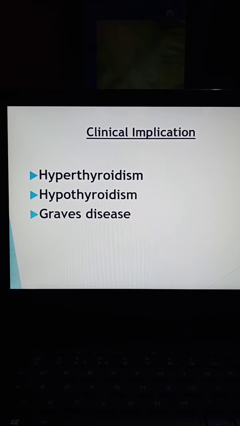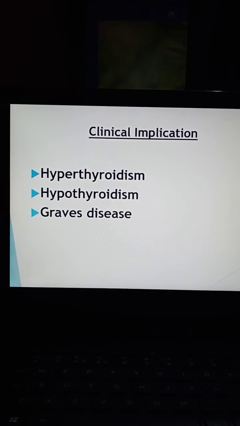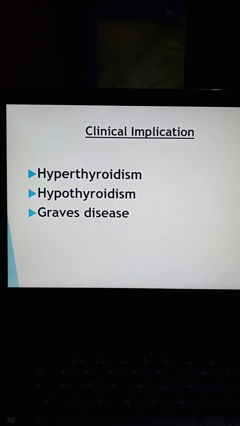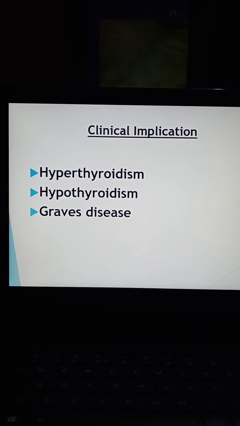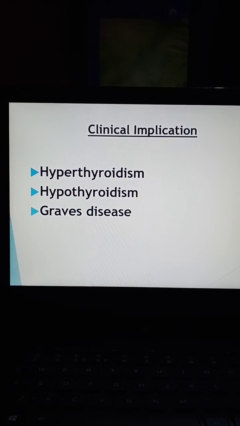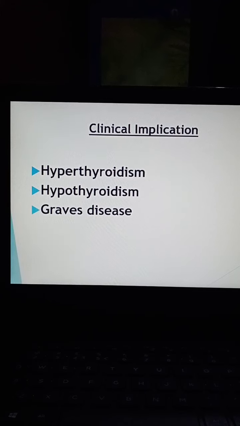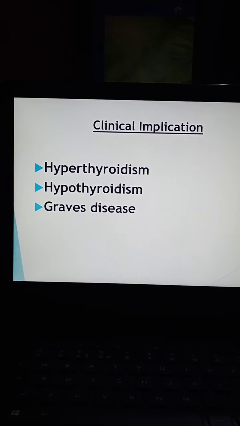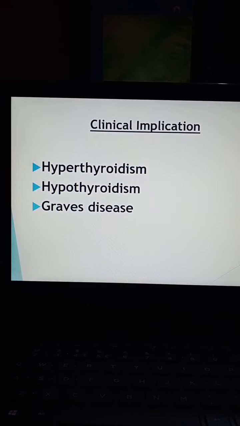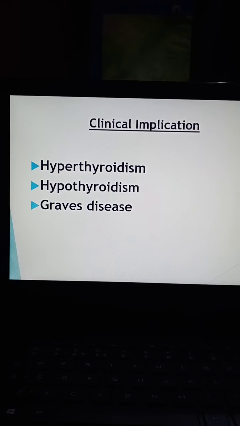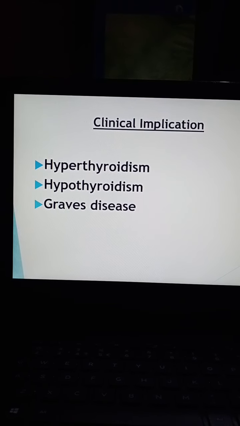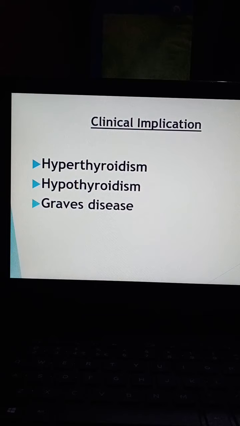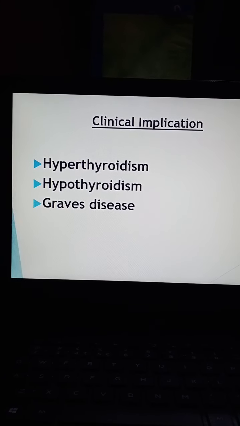T3 and T4 hormones control the metabolic rate of our body. In fetal life and early childhood, thyroid hormone promotes CNS development and growth of our body. Then calcitonin lowers the blood calcium level by increasing calcium deposit in bone and inhibiting bone resorption by osteoclasts. So this is the function of the thyroid gland.